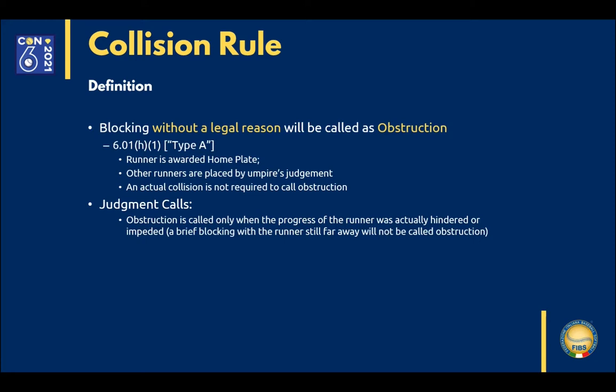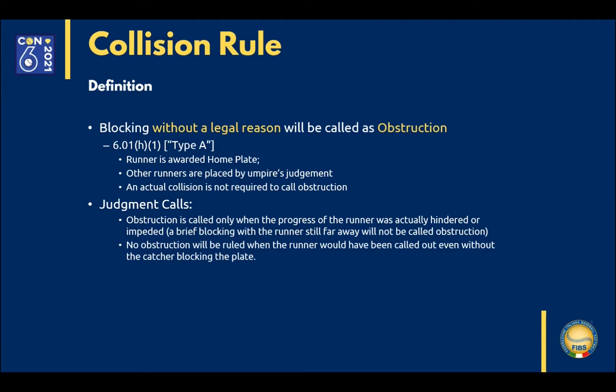First, obstruction is called only when the progress of the runner was actually hindered or impeded. So a brief blocking with the runner still far away will not be called obstruction. Imagine the situation where a runner comes from second base, circles third, and the catcher in this moment is briefly blocking the pathway. But the runner is still 20 feet away, so this is not an obstruction.